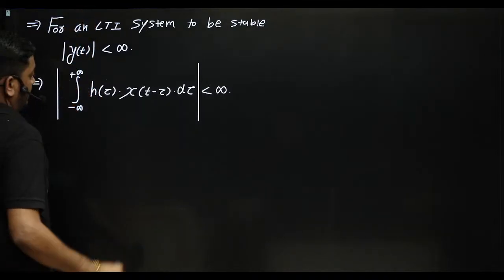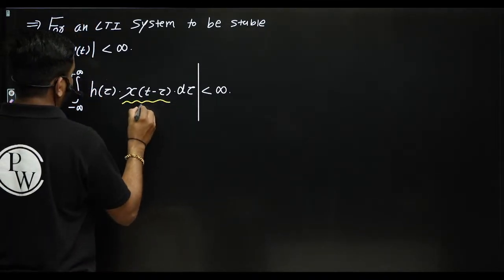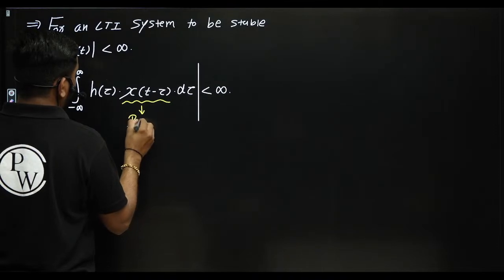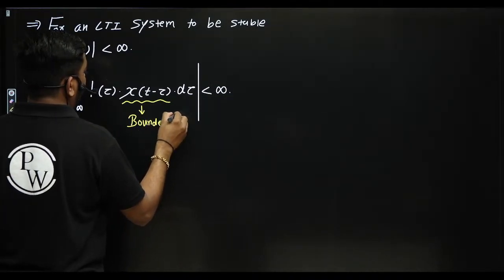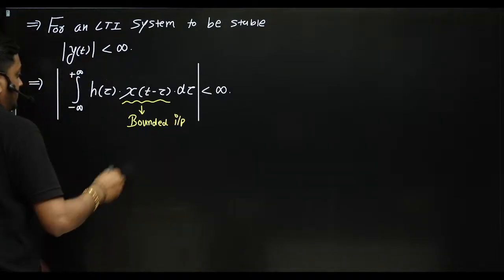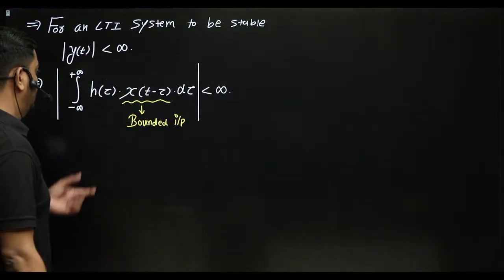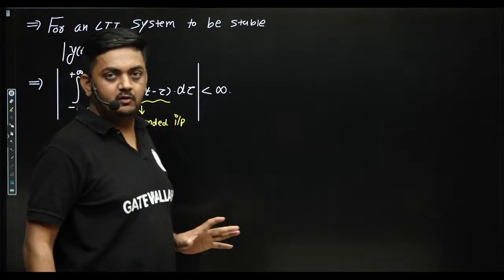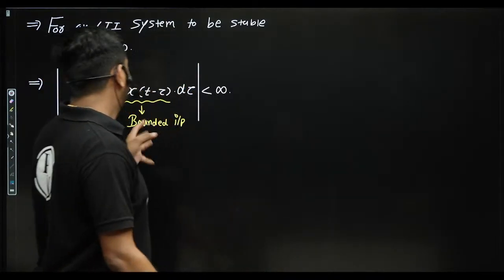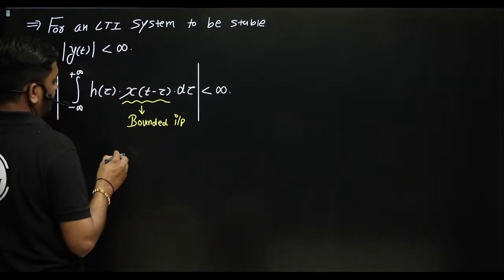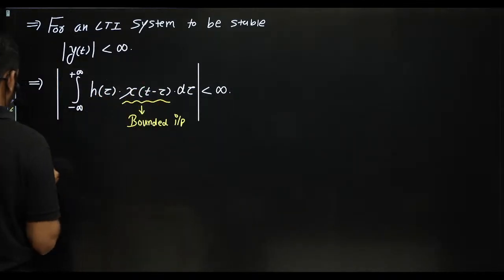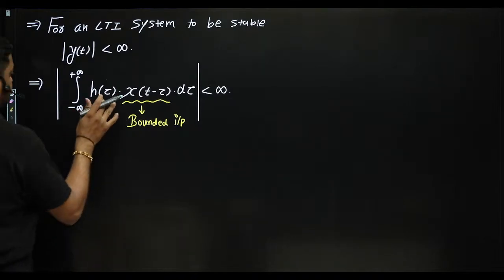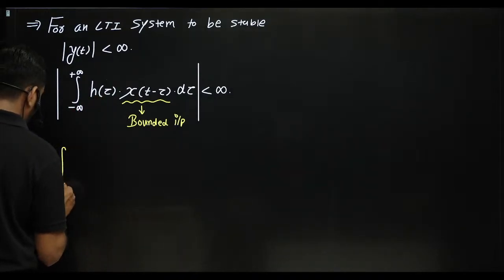Now we know that this is bounded, guys. The input is bounded, this is the input, and this is the bounded input, so this term is finite, any finite value less than infinite, correct? So overall this term should be finite. Now this is already bounded, so this is possible only when this magnitude is absolutely integrable.